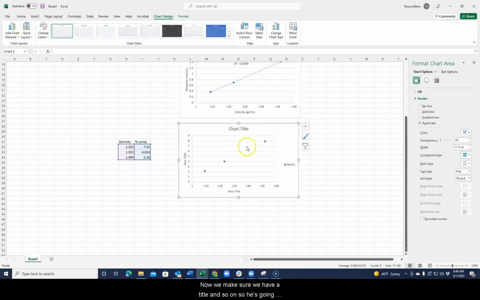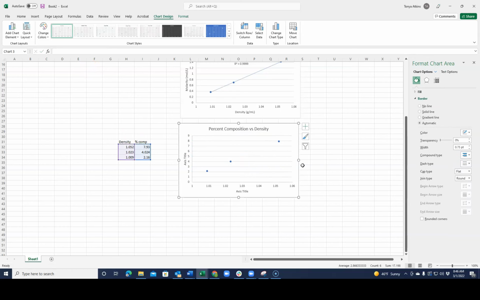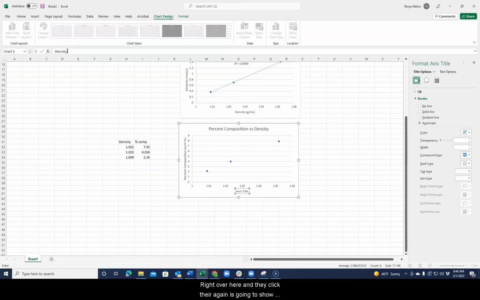Now we make sure we have a title and so on, so I'm just going to type this in, so it should be percent. And again, it's on the upper left-hand corner over here. Even though I clicked here, it's showing up here, composition. And then that's going to be versus density. Going to get rid of the series. Now I'm going to put in my axis title. So this should be percent, make sure I spell it right, percent composition, mass, percent. All right, over here I'm going to click there. Again, it's going to show up here. And again, density in gram per mil.